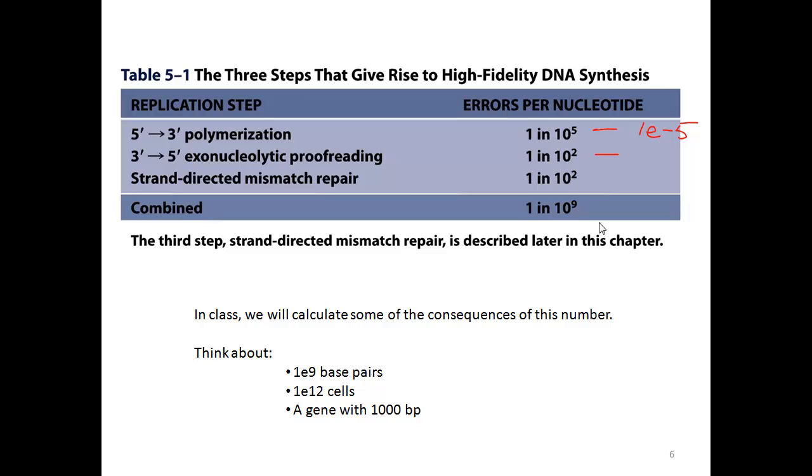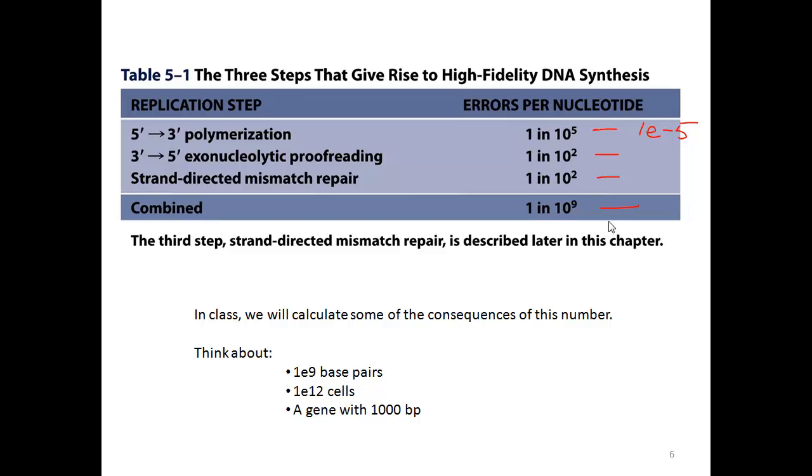And for the 1 time that it sneaks through there and somehow a new base gets put on the strand, 99 times out of 100, that error will be recognized by mismatch repair machinery afterwards, which we'll see in the next video. So overall, in DNA replication, the mutation rate is 1 base out of 1 times 10 to the 9th bases, or 1 base out of 1 billion, is incorrectly included into the genome.